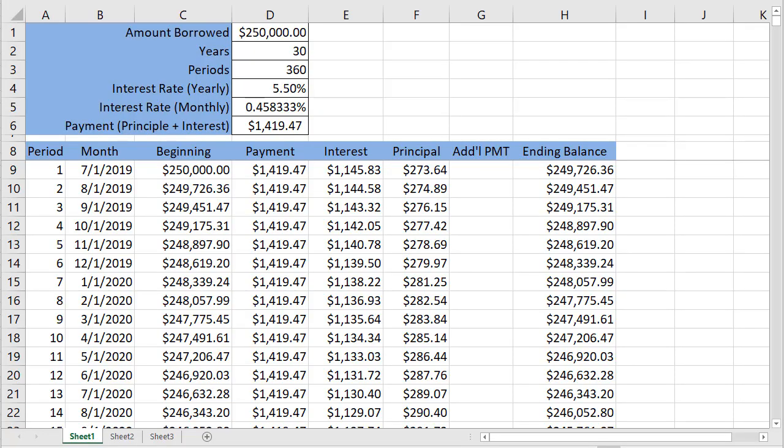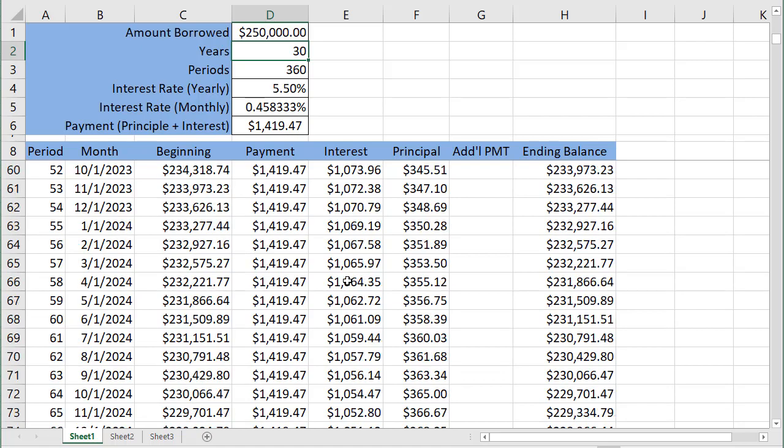Hi everyone, I wanted to make a video to show you how to create a mortgage amortization table. This is a great tool that allows you to visualize how you're paying off a house over a course of a number of years.